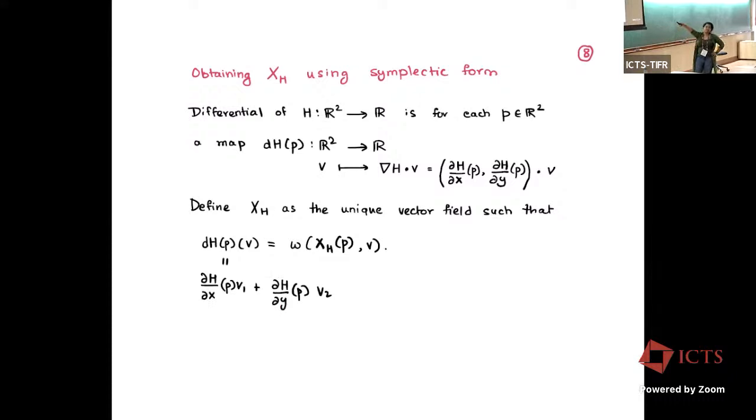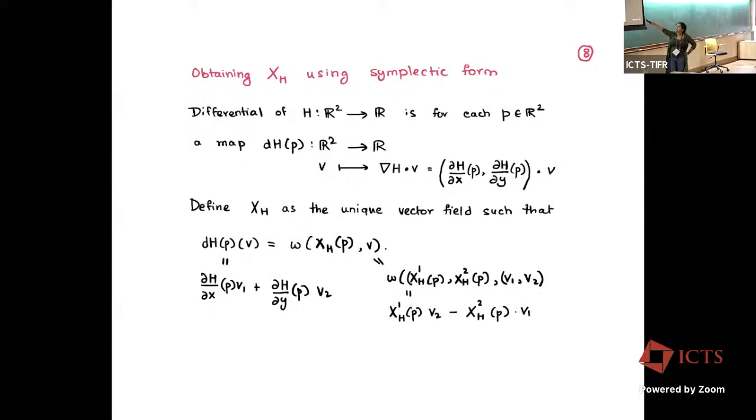So in our previous example, the left-hand side will be equal to this number because I'm taking the dot product with the gradient. And this right-hand side, what will it be? It's omega. Let's just put some coordinates, XH1 and XH2, and solve. If I solve, I get this number. Now I'm going to compare it.